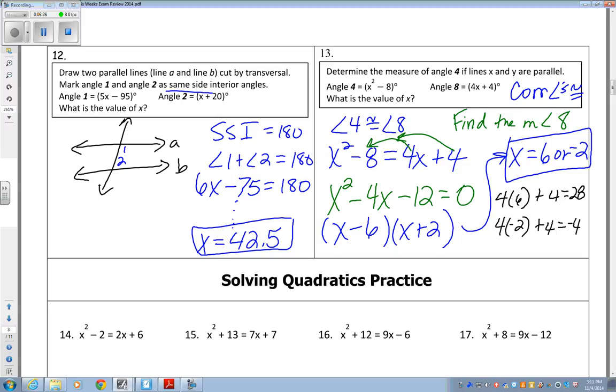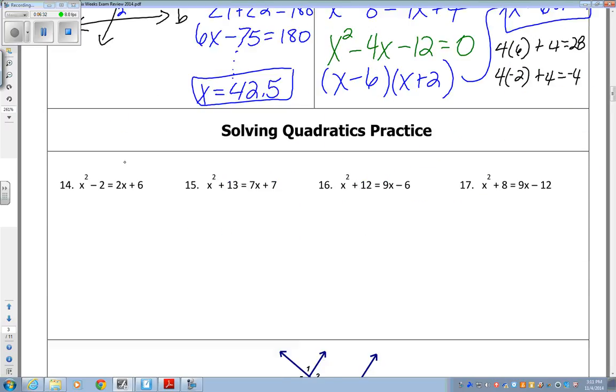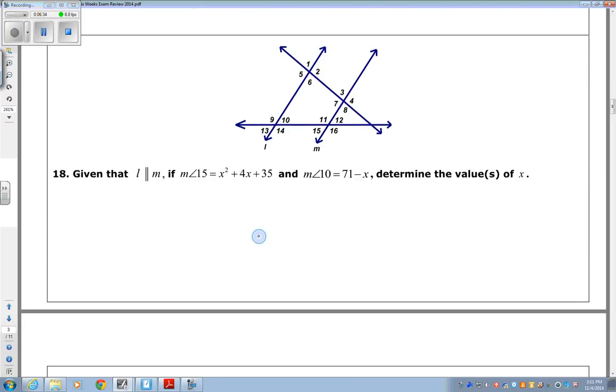Okay? All right, so with that being said, you have one very similar to that with number 18. So if you did number 12 by yourself or with me, check yourself. I like to say check yourself before you wreck yourself. Check yourself right now before you wreck yourself on the test. You need to check for understanding now, not later.